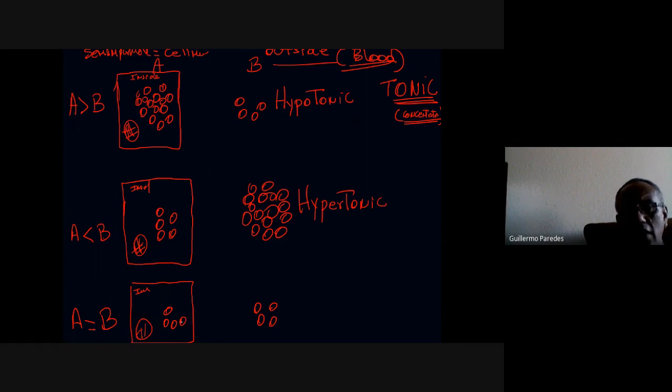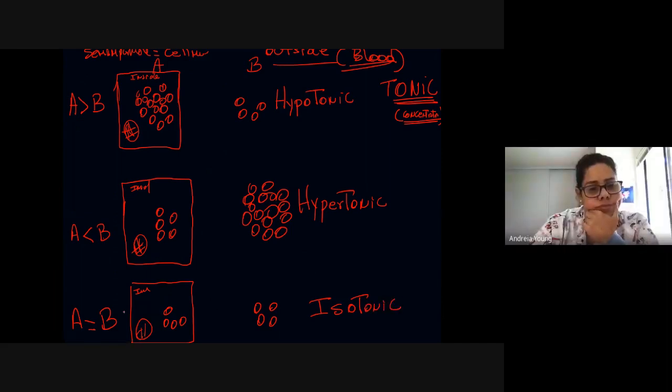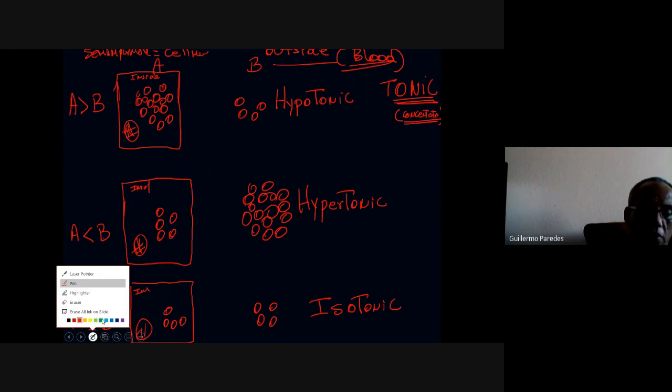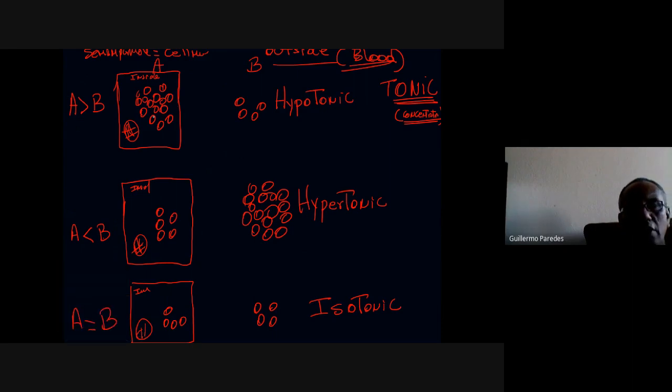Here, in the third case, we are going to have equal concentrations, and that means iso. Iso means equal and isotonic. You follow me? Yes. Yes. Okay. Now, tell me, in order to have equilibrium with equal concentrations, and we know that molecules are not able to pass because they are too big to pass the cell membrane, the semi-permeable membrane, what happened with the water?